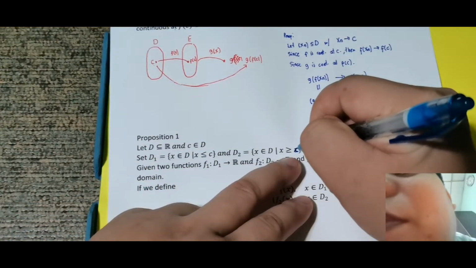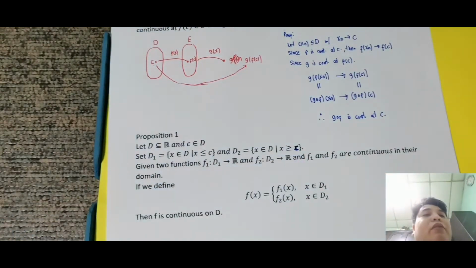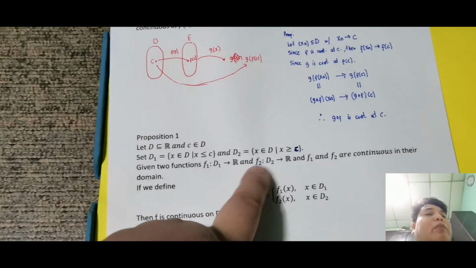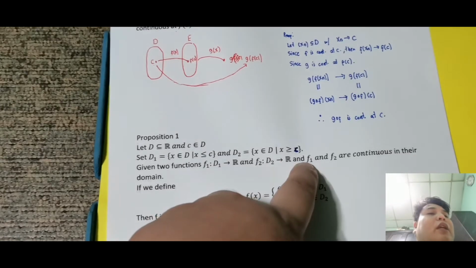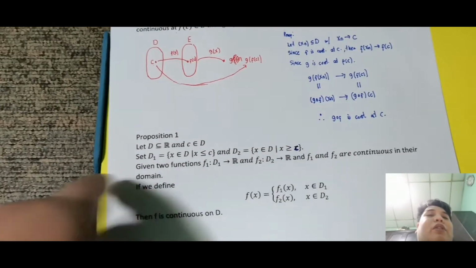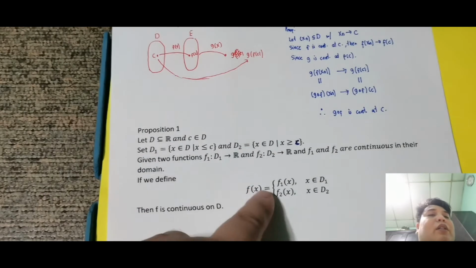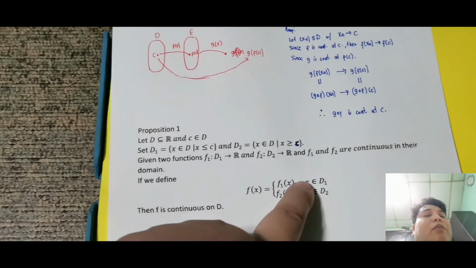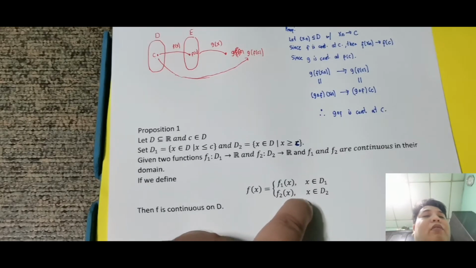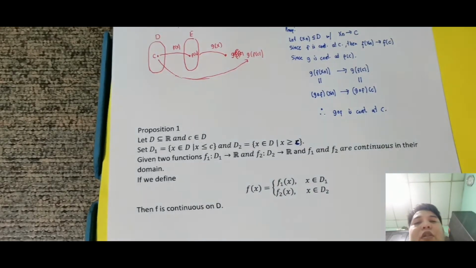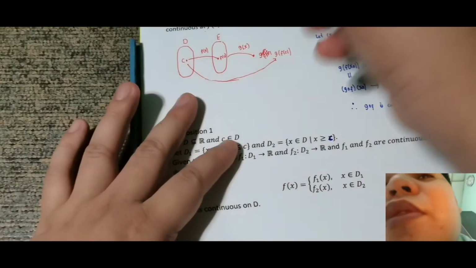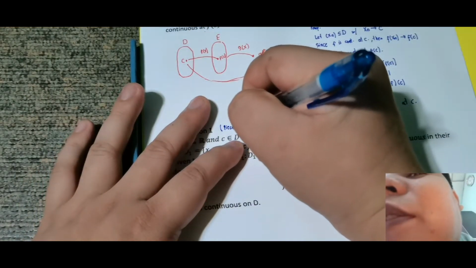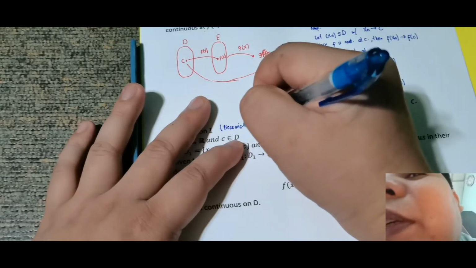Okay, again, given two functions, f sub 1 mapping from D1 to real number and f sub 2 mapping from D2 to real number, and f sub 1 and f sub 2 are continuous in their domain, and we define f of x is equal to f sub 1 of x for x element of D1, and f sub 2 of x for x element of D2, then f is continuous on D. So ito yung tinatawag na piecewise function. So ito yung parang mathematical definition ng piecewise function.